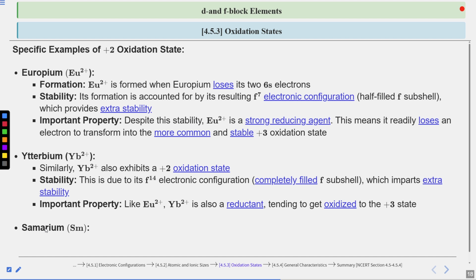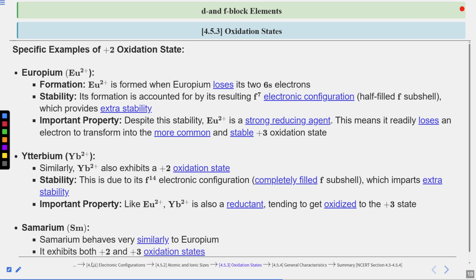Another example is samarium. Samarium behaves very similarly to europium and exhibits both +2 and +3 oxidation states. +2 by losing its 6s2 electrons, and +3 because it is the common and stable oxidation state shown by lanthanoids. So it is going to be present in the +3 oxidation state anyway.